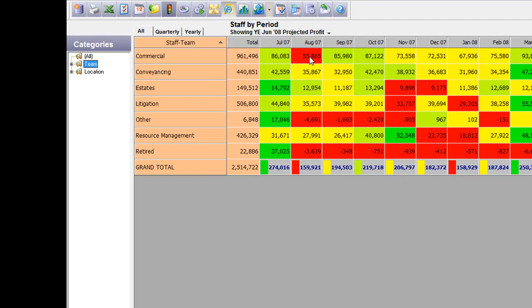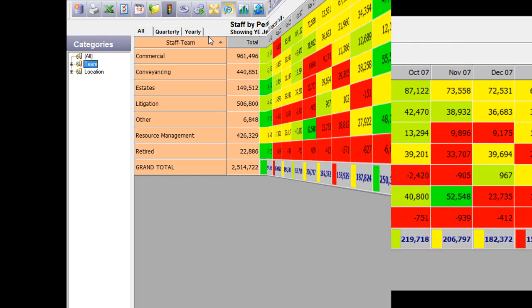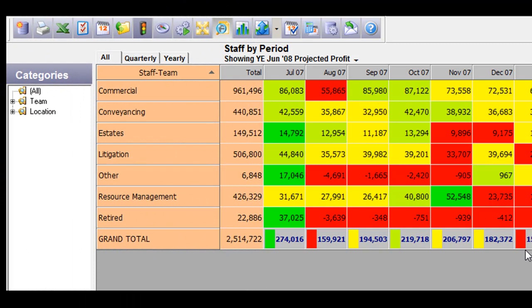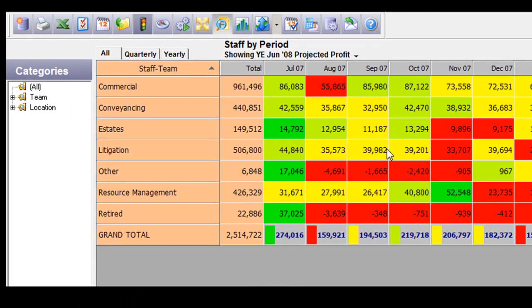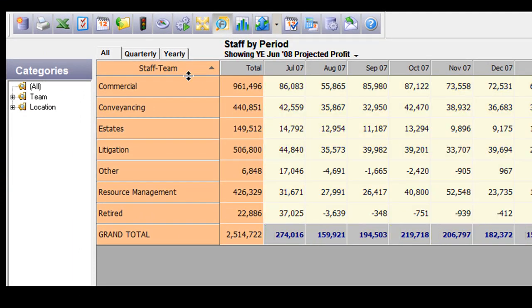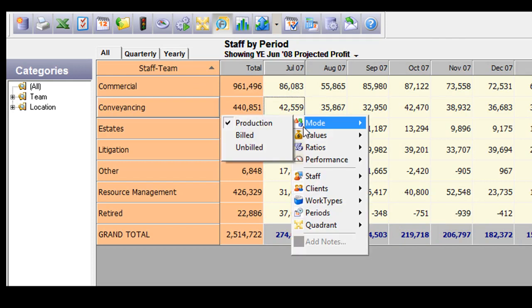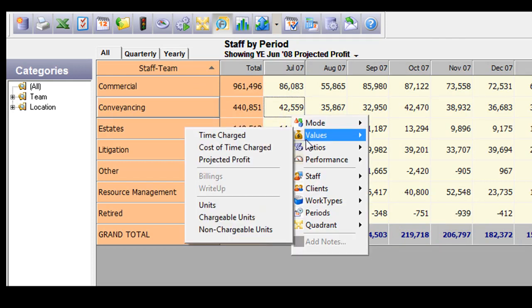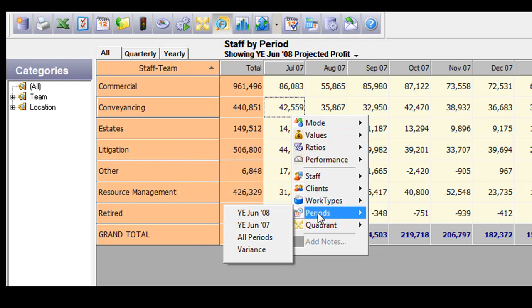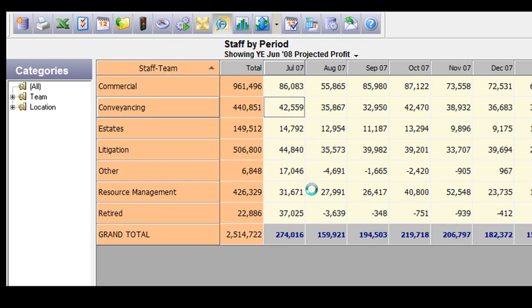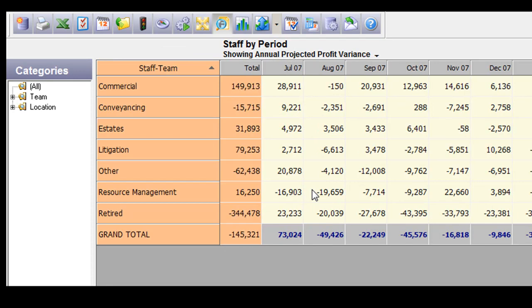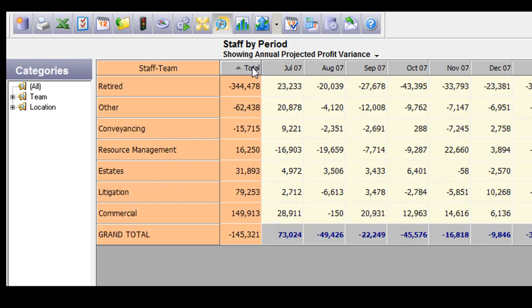Let's remove our traffic lights to identify which business units have in fact grown and which ones have been in decline. The easiest way we do this is we go to our periods menu item and look at the variance. In other words, just purely the variance from the previous period. What this shows us is that there are 3 key business units that have been in decline. The one's called the retired business unit.